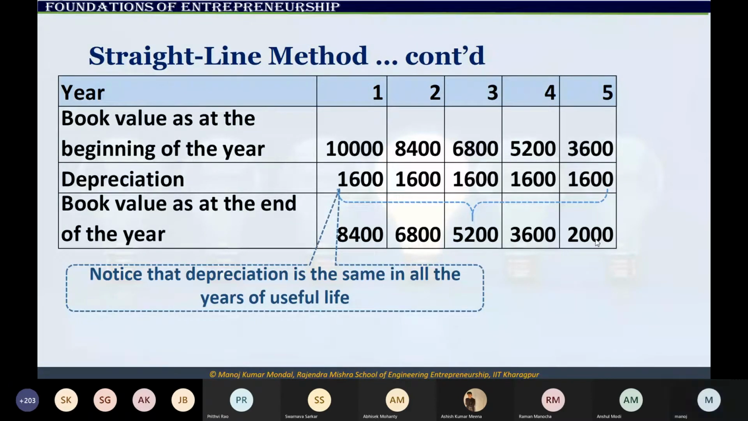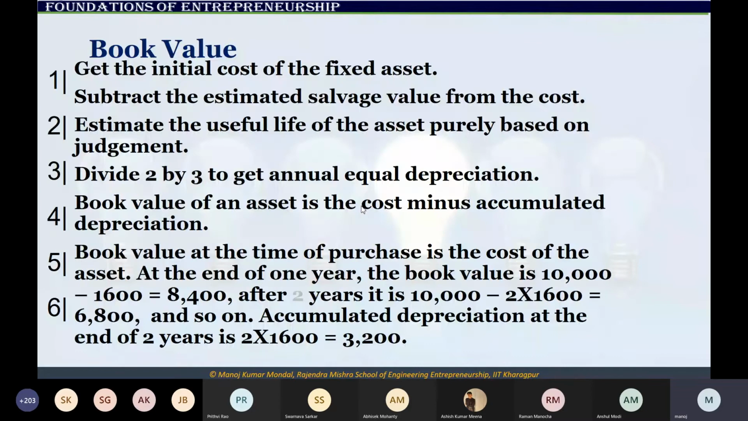This is the book value at the end of the year. This you recover by selling the machine. Okay, so everything is recovered.